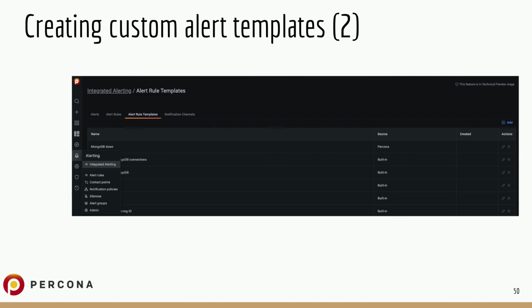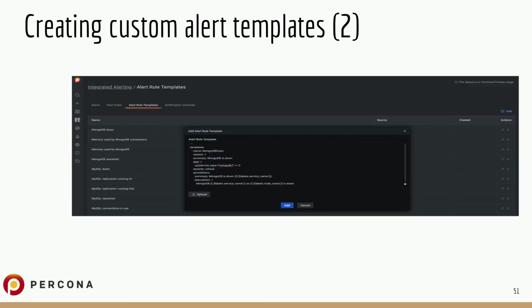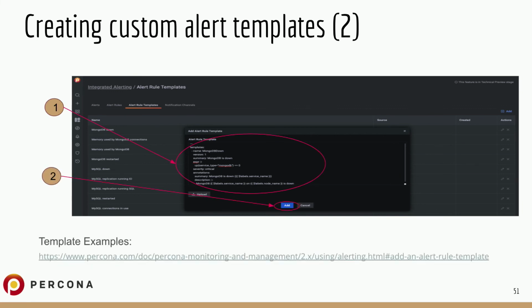So to create a custom template, we have to go again to the Alerting, Integrated Alerting option, and then we have an Add button on the right side. This will give you the place where you can paste the definition of the custom template. We have some examples available here, okay, to get you started. But the idea is that you will be using the expression that you developed in the Metrics Explorer and put it here.